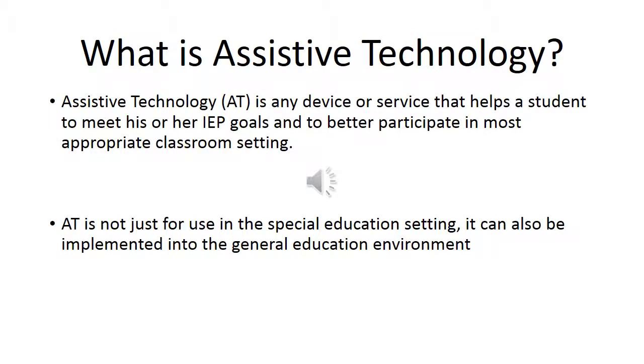What is assistive technology? Assistive technology, or AT for short, is any device or service that helps a student to meet his or her IEP goals and to better participate in the most appropriate classroom setting. When effectively integrated into the general education classroom, AT can provide students with different ways to complete their work and actively participate in their education.